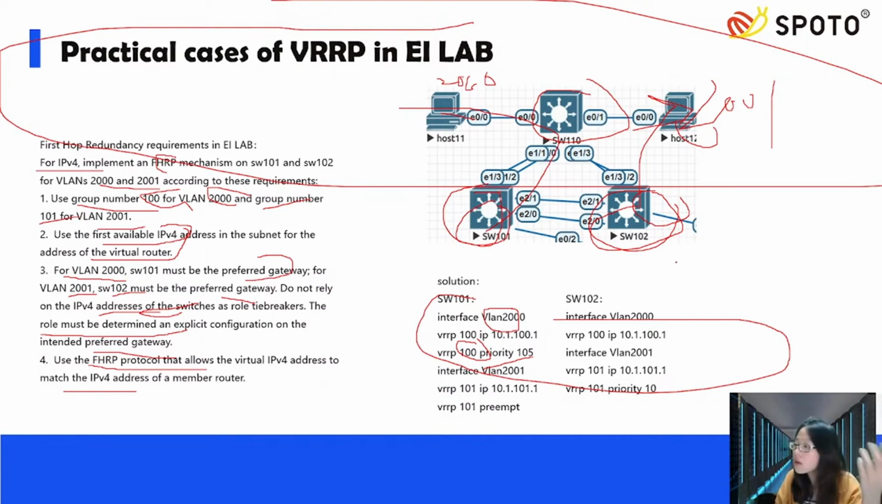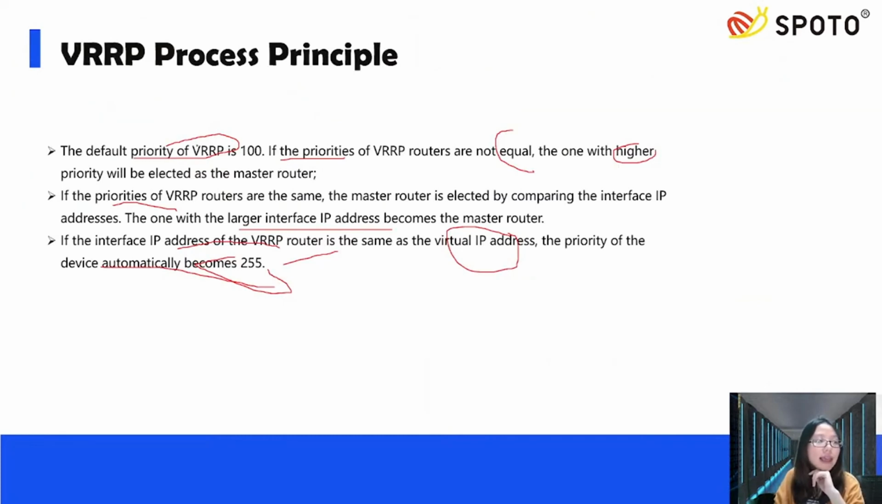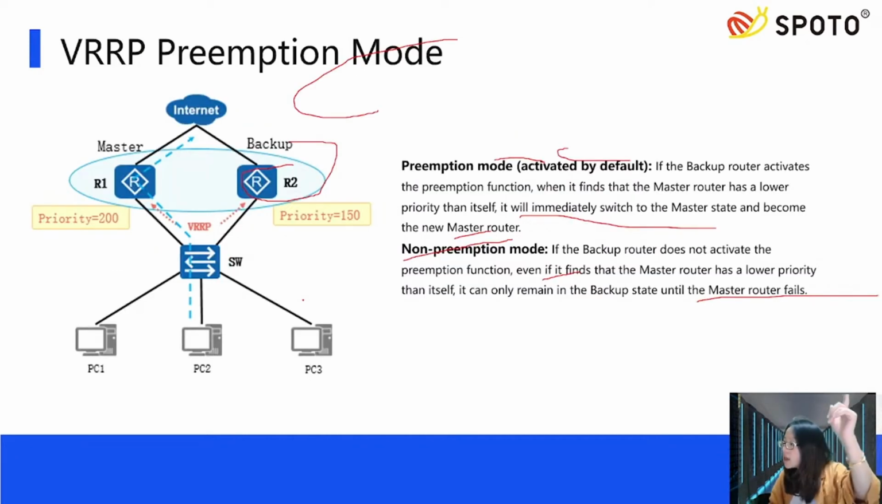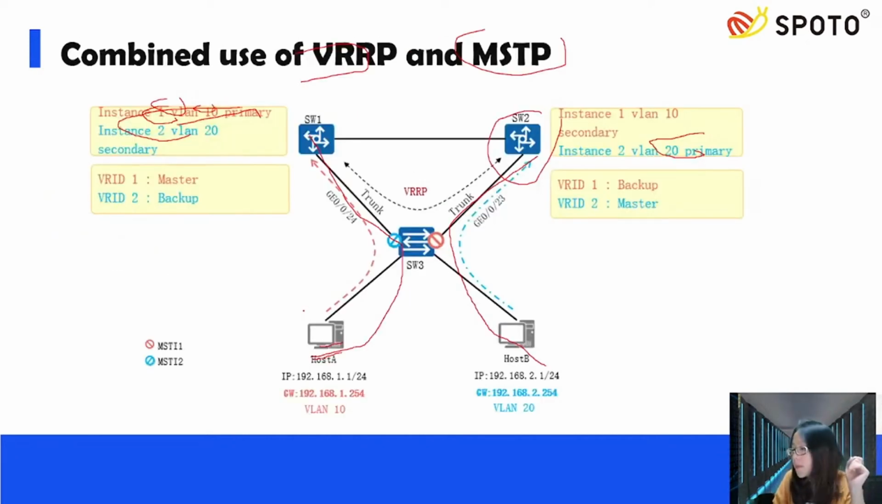So, what's the default priority of VRP? Who knows this answer? I just told you. Can you remember it? So it's 100. Yeah, it's 100 of VRRP priority.